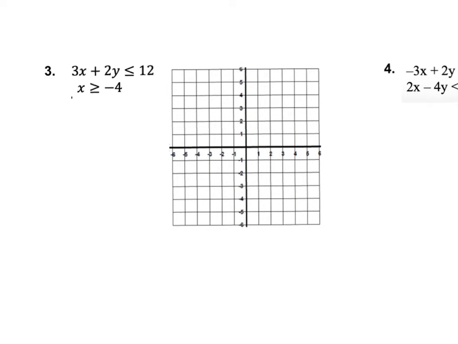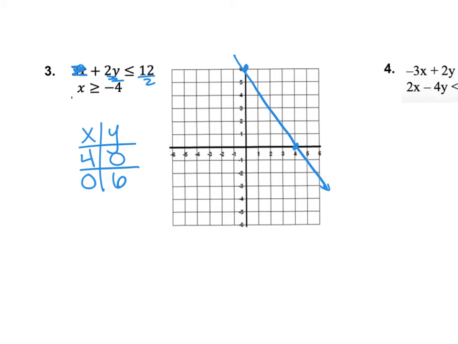All right, so for our next one, we have 3x plus 2y is less than or equal to 12. So I'm going to use the intercepts for this one. I'm going to go x, y, and 0, and 0. So when y is 0, I divide by 3, and I get 4. All right, and then when x is 0, I divide by 2, and I get 6. All right, so we have the points 4, 0, and 0, 6. And it's less than or equal to, so I need a solid line here.